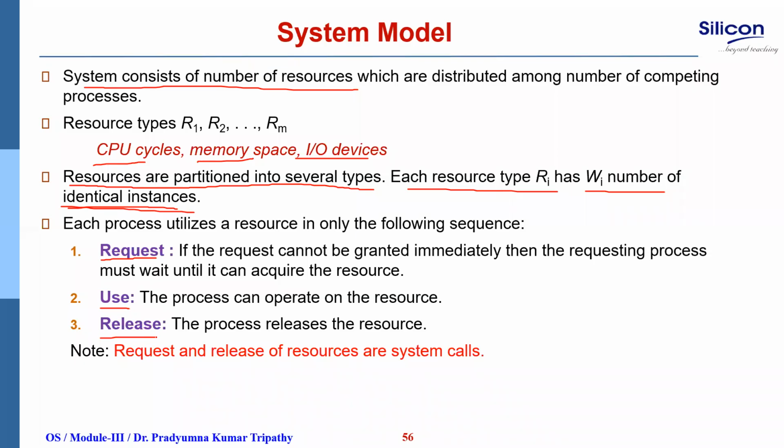You remember that. Whenever a process wants a particular resource for utilization, that will be done in 3 steps: request, use, and release. If the request cannot be granted immediately, then the requesting process must wait until it acquires the resource. So it will make a request. If it is available, it will be given. If it is not available, it has to wait. If given, it will use it. After use, it must release the resource.